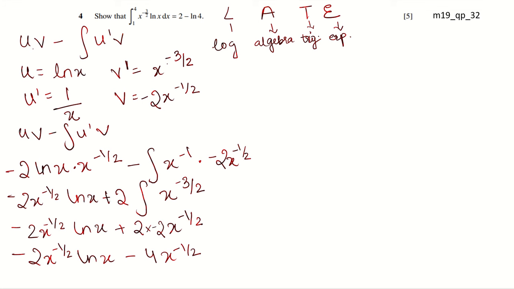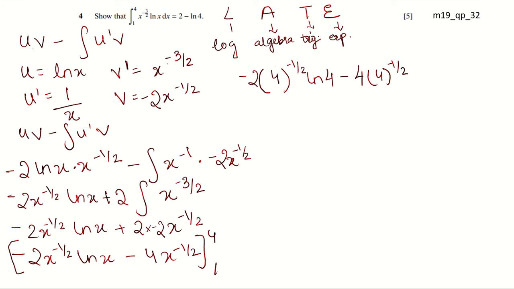After that, what you will do is insert your limits in x. So first of all, you can write it like this, 4 and 1. So minus 2 into 4 raised to 1 by 2 ln 4 minus 4 multiplied by 4 raised to minus 1 by 2, this whole minus.